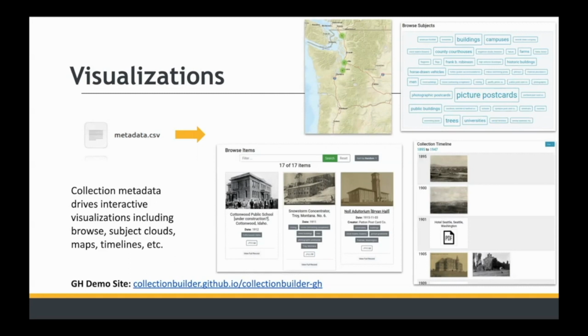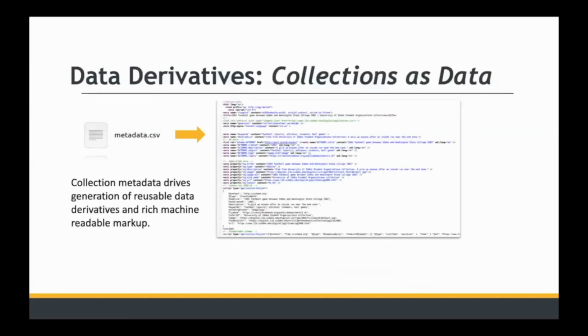Under the skin, the CollectionBuilder template is also exposing the data via a variety of machine-readable and reusable data formats to improve your search engine optimization, also known as SEO. This supports the collections as data movement, in which data about collections is exposed and available for machine analysis, reuse, and further research.